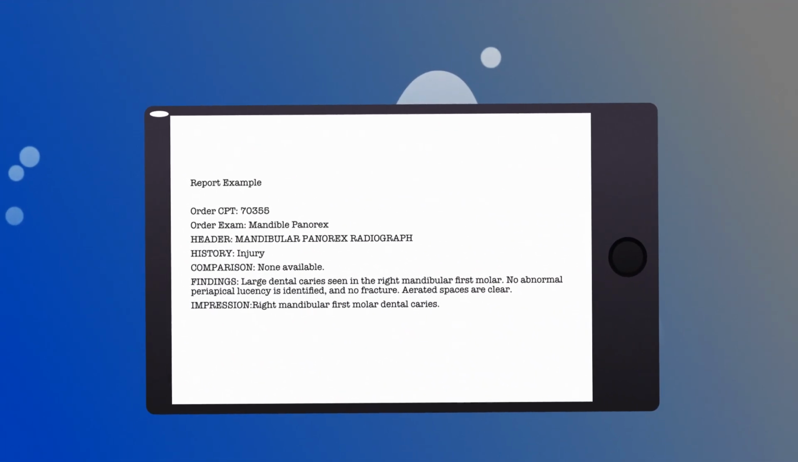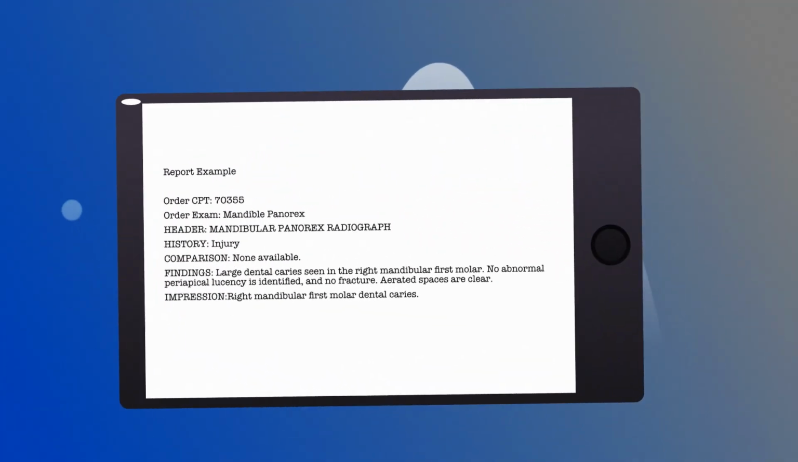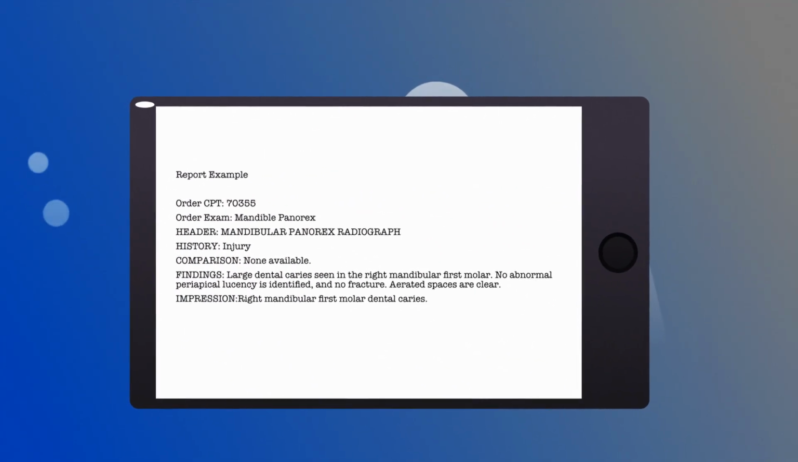Let's look at a sample radiology report to understand how findings are typically documented for this study. Order exam: Mandible Panorex. Header: mandibular Panorex radiograph. History: injury. Comparison: none available. Findings: large dental caries seen in the right mandibular first molar. No abnormal periapical lucency is identified and no fracture. Aerated spaces are clear. Impression: right mandibular first molar dental caries.